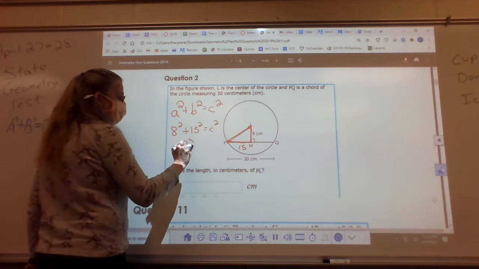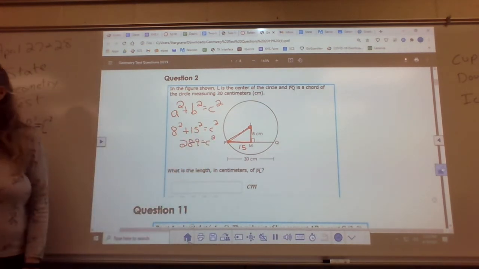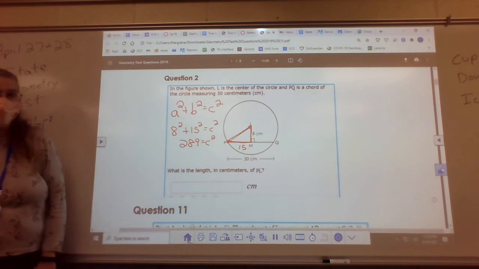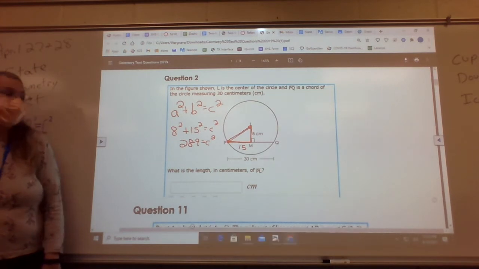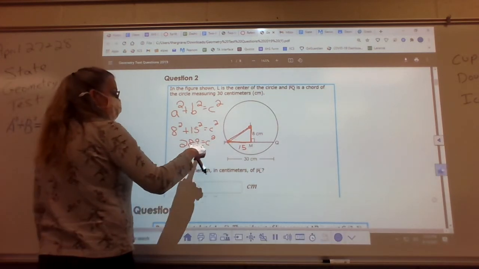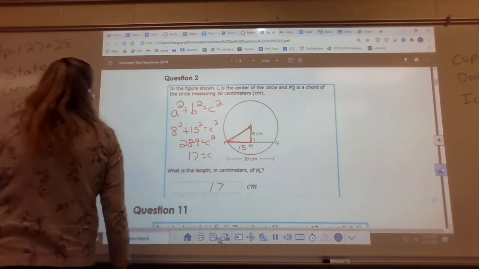So 289 was C squared, but I'm not done yet because that's C squared. So what's the last step on this? Not divide. Oh, you square root. You square root it. So you square root both sides. 17 is my final answer. So 17.